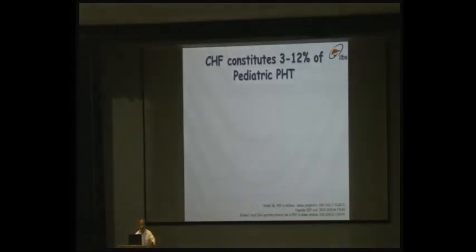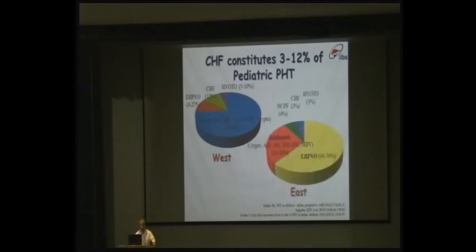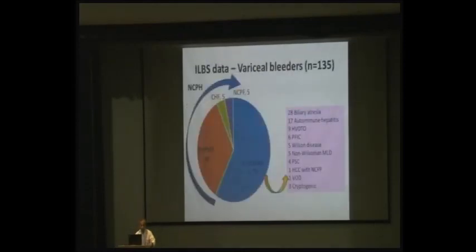So CHF constitutes around 3 to 12% of pediatric portal hypertension, as per data from the West around 12%, from India around 3%. From our series of bleeders, around 135 bleeders, CHF constituted around 3.5% of overall bleeders. 5 of the patients presented with bleed.